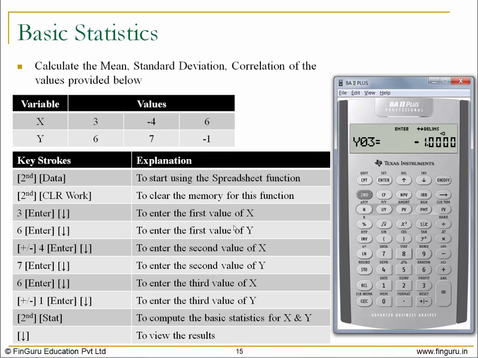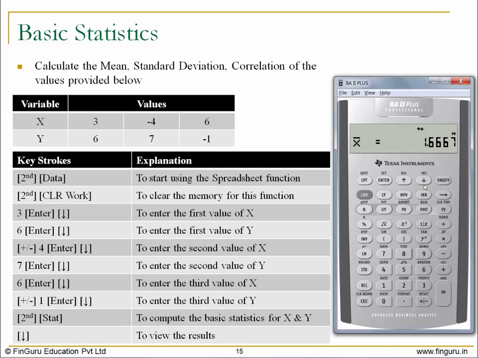Now we want to calculate their correlation, the basic statistics, and so on and so forth. All that you need to do now, once you've entered the values, is press second and stat, S-T-A-T. This represents a linear equation. We can decide if you want a different equation as well, but here we are looking at a linear equation. Press the down arrow key. It says n is 3. N stands for the number of observations, so there are 1, 2 and 3 observations.